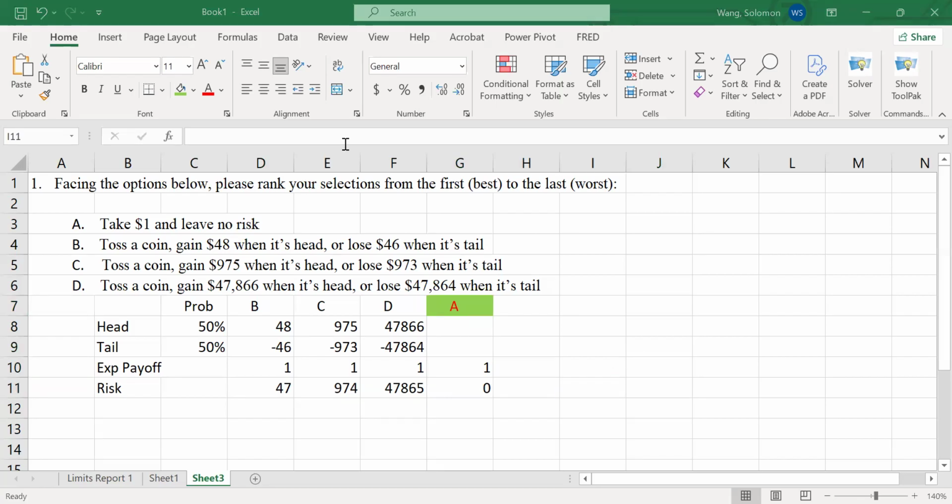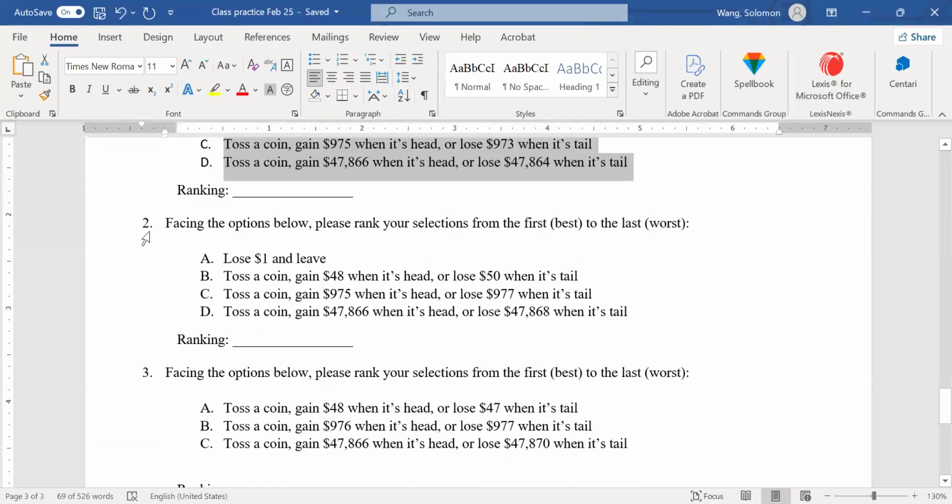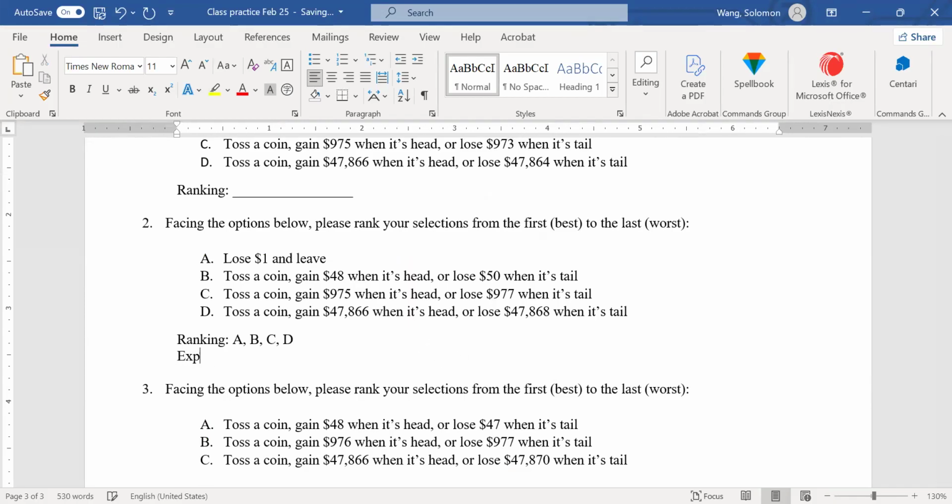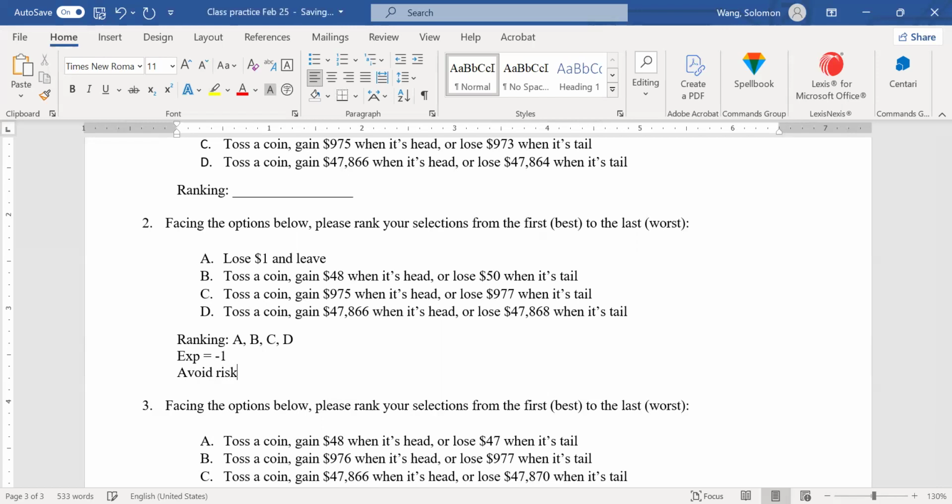Okay, so now let me get back here. For the second one, the ranking is the same. You can put the numbers in, the ranking is the same. So it should be A, B, C, and then D. The expected payoff for all of them is -1, but the risk is higher for B and higher for C, and D gets the highest risk. So that's the ranking. Avoiding risk is the theme in finance.